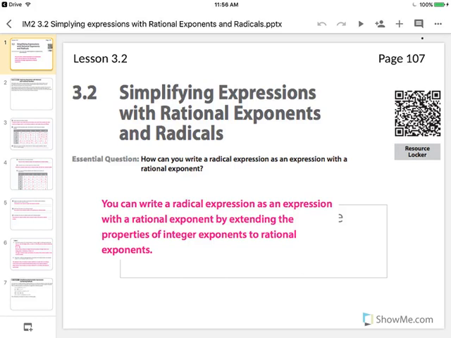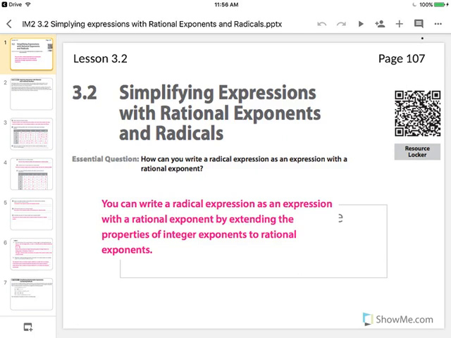Module 3.2, simplifying expressions with rational exponents and radicals. So the essential question: how can you write a radical expression as an expression with a rational exponent?